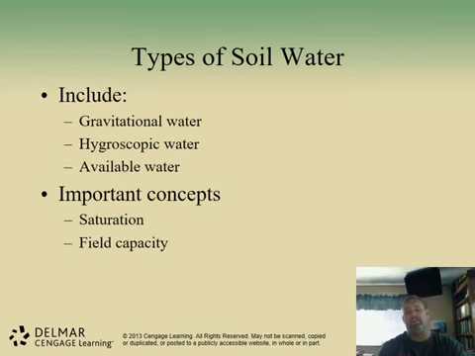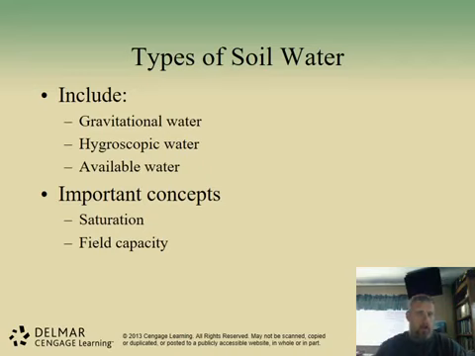So we have a couple different types of water. We have gravitational water, hygroscopic water, and available water. These three different types of water are essential to understanding how water moves within the soil, because we can understand how the water will be moving throughout the soil.